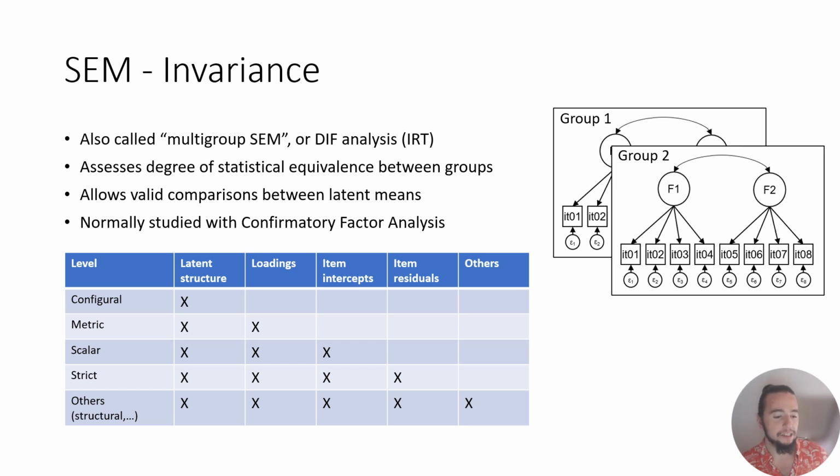Configural invariance just assumes that the latent structure is equal between groups, and that's it. The metric invariance also forces loadings to be statistically equivalent between groups. Then if we move on towards intercepts, it's called scalar invariance, then strict invariance with residuals, and there are other measurements and other levels, for example, restraining correlation between factors, modification indices, or something like that.